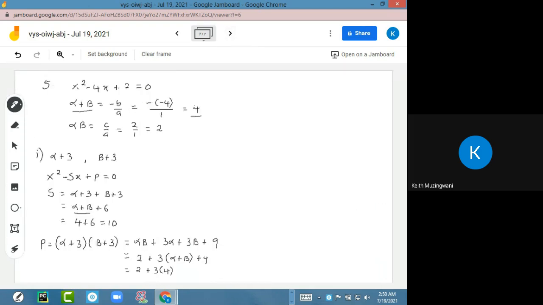So the alpha plus beta is known, it is 4, plus 9. And so we get 2 plus 12, that is 13, plus 9? That's what? 23.